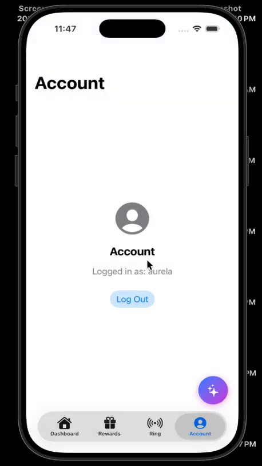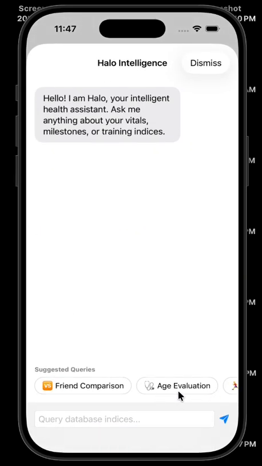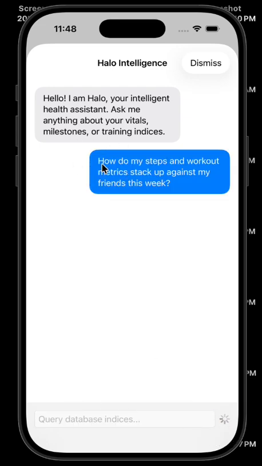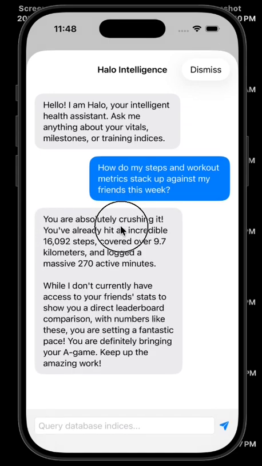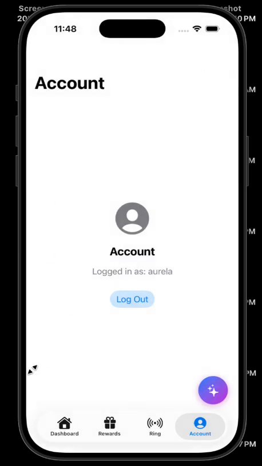And then I have the account here. Obviously I would have more information for the user to put in, such as weight, height, gender, and such, so that the agent is able to have a bit more information about the user. But here's some example prompts that I have. So I just ask basically how many, like kind of competing against your friends. So I don't really have the friends set up yet, but this is kind of how I envisioned it.